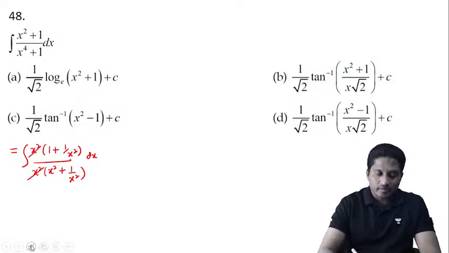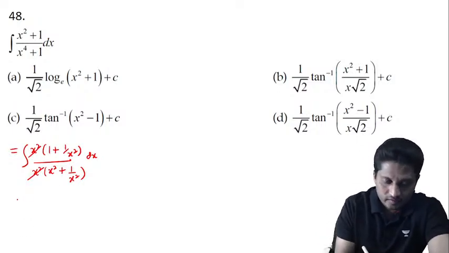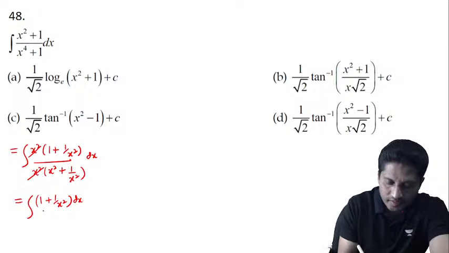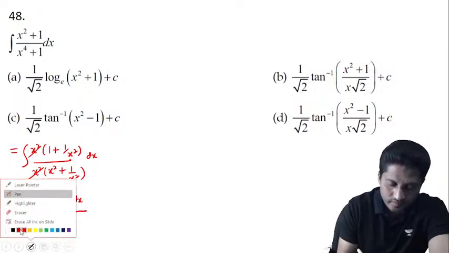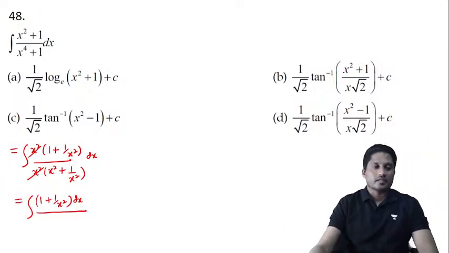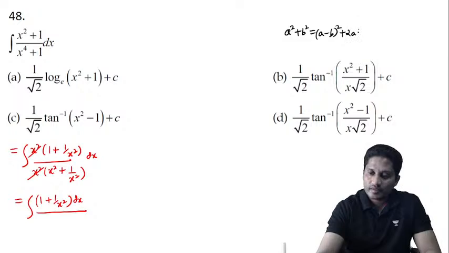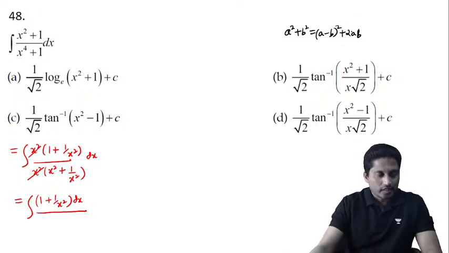See, the numerator is 1 plus 1 by x square, right? And then whole divided by, if it is plus in the numerator, then you should bring minus in the denominator. That is, if I have suppose a square plus b square, a square plus b square can be written as a minus b the whole square plus 2ab.